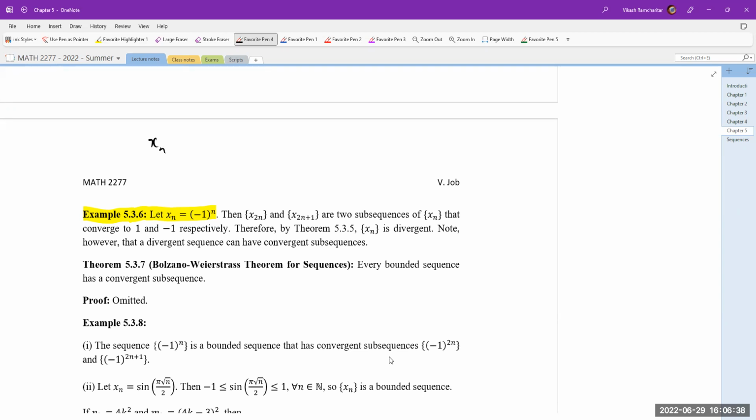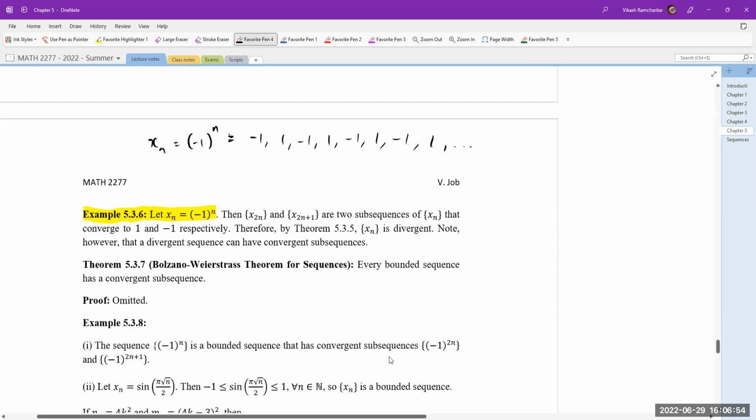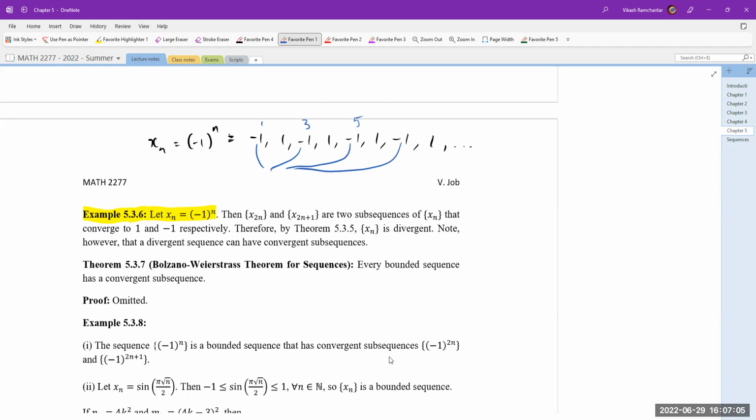What is the sequence? It's -1 to the n. So how does it go? It goes -1, 1, -1, 1, -1, 1, -1, 1, right? That's the sequence, and it keeps going. If I pull out a subsequence of all the odd terms, so the first term, the third term, the fifth term, the seventh term, and so on, then all of these are -1s. So this guy converges to -1.